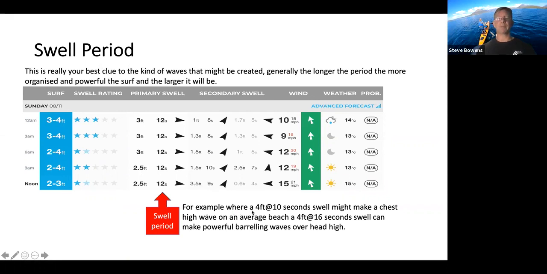The other example I've given: 4 foot at 10 seconds will give you a chest high wave, but a 4-foot wave at 16 seconds, so a longer period between the waves, might actually make a really big, powerful wave.